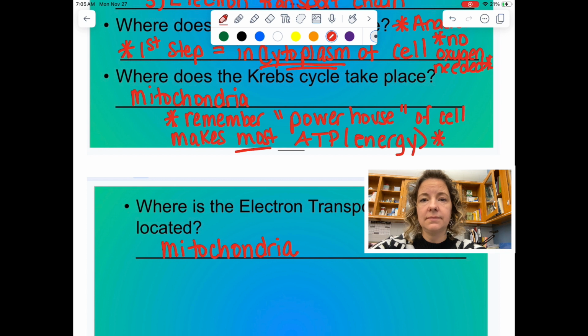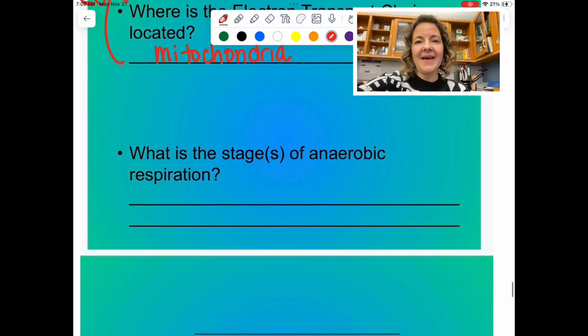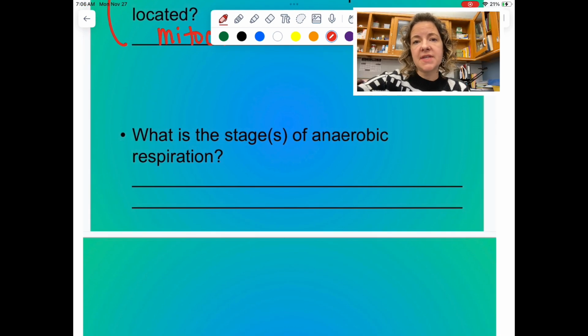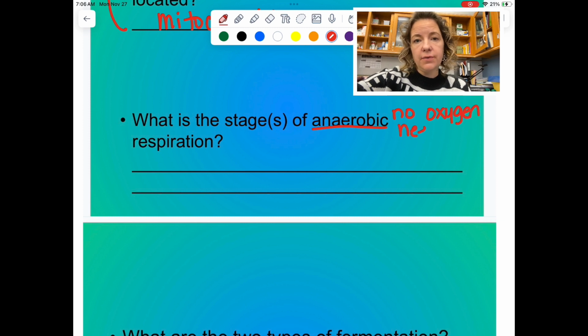require oxygen. So make yourself a note on the side that these two steps, the Krebs cycle and the electron transport chain happening in the mitochondria, are going to require oxygen. And remember that when we require oxygen, it is called aerobic respiration. The anaerobic stage of cellular respiration, which means that it does not require oxygen, is the glycolysis section. So make yourself a note that the anaerobic, no oxygen, is glycolysis. And remember that happens in the cytoplasm.